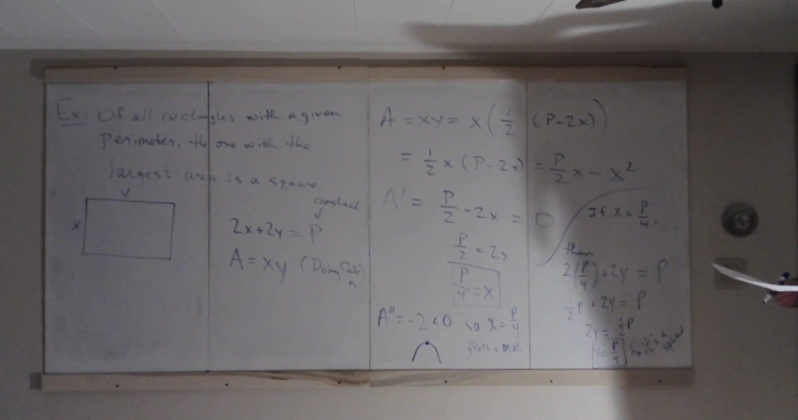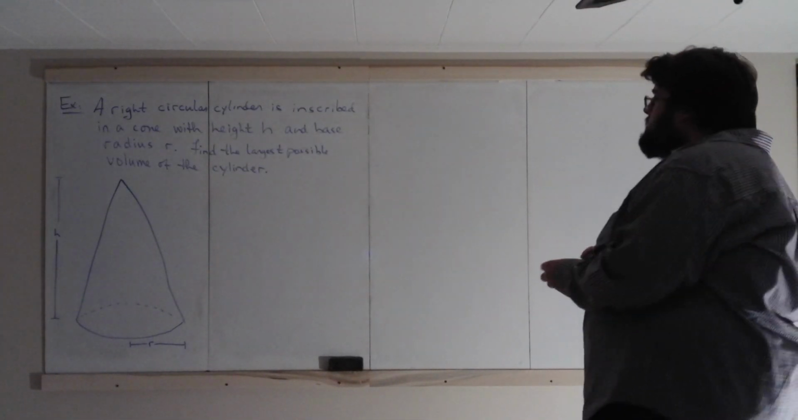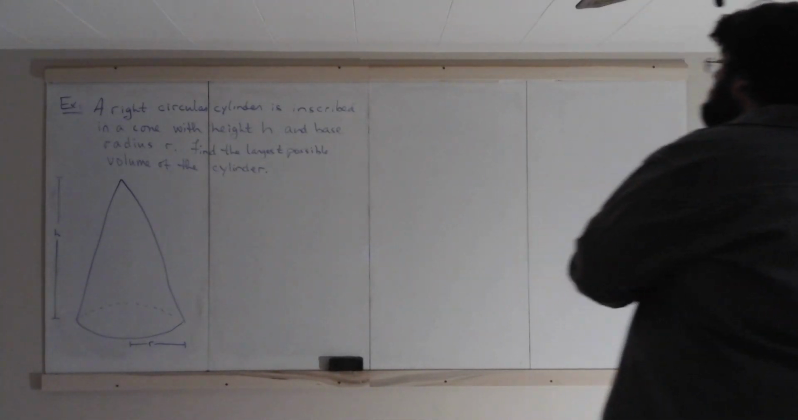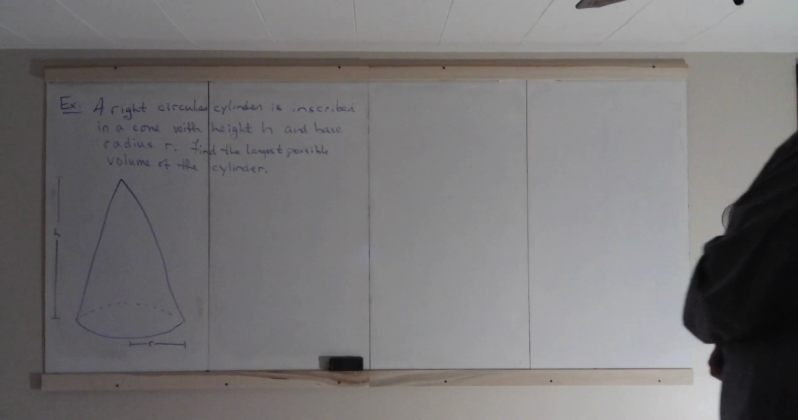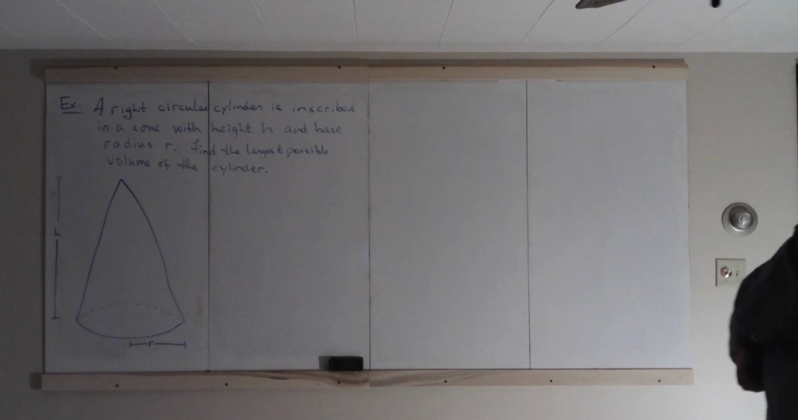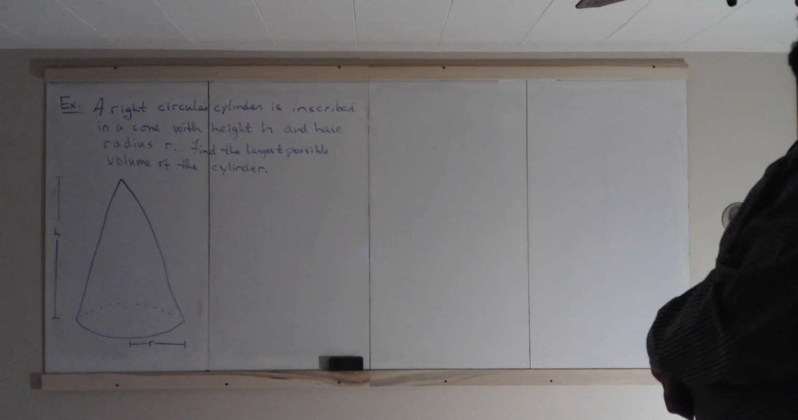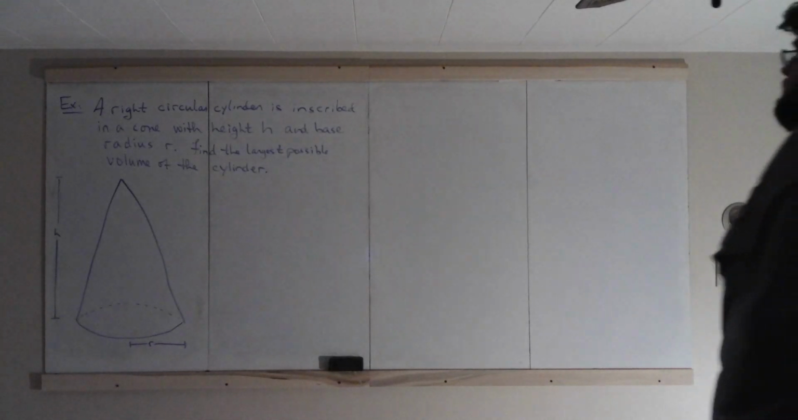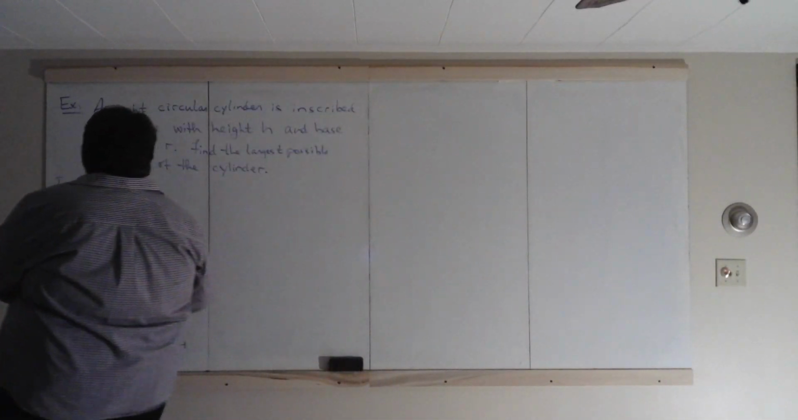Let's look at one more example. So next, a right circular cylinder is inscribed in a cone with height h and base radius r. H and r are constant. Find the largest possible volume of a cylinder. Well, here we have a cone with height h and base radius r. So a right circular cylinder is inscribed in here.